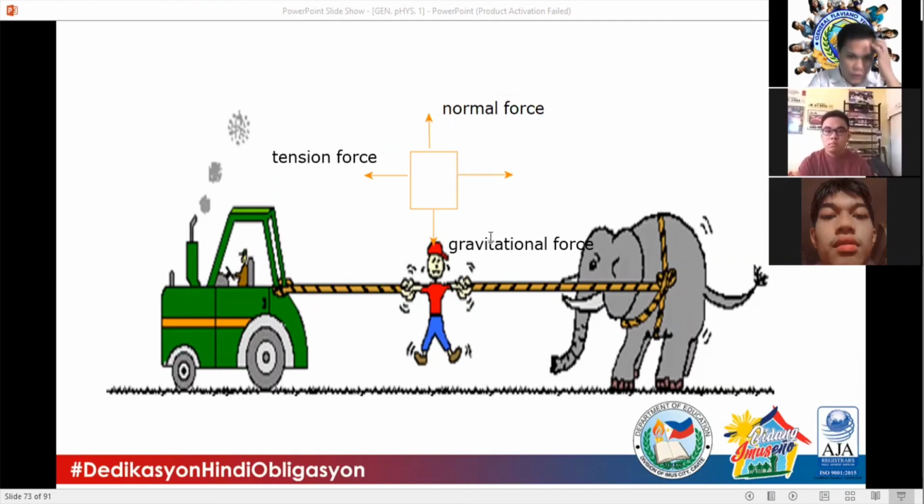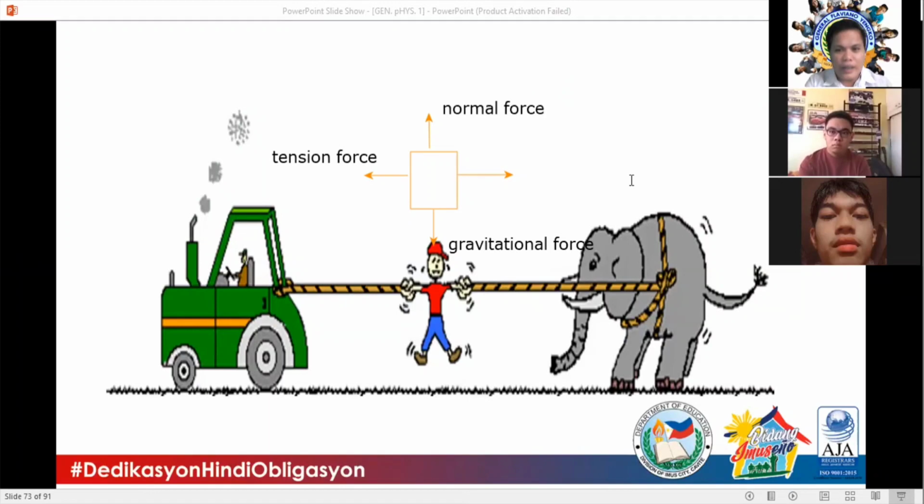Okay? So, itong dalawa, probably, ito ay tension force kasi nga hinahatak silang dalawa eh. Di naman natin masabing frictional force kasi nga hinahatak siyang dalawa eh. So, this is the free body diagram. Si elepante, pwede rin nating gawan ng free body diagram.